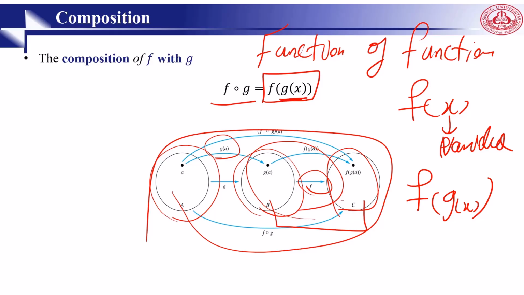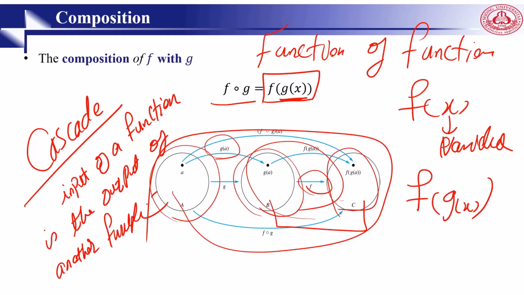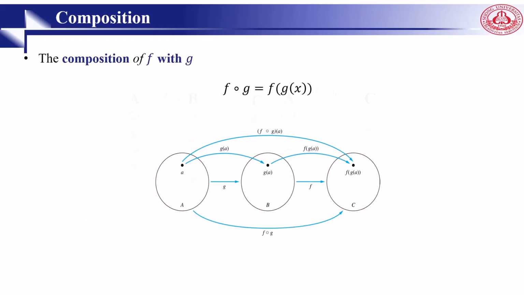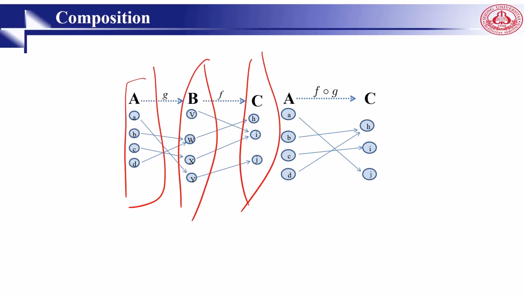You can say this is a cascade. Cascade means the input of a function is the output of another function. This is called a cascade or composite. Here you can see we have a set A, a set B, and a set C. So g maps A to B, f maps B to C, and f o g maps A directly to C.